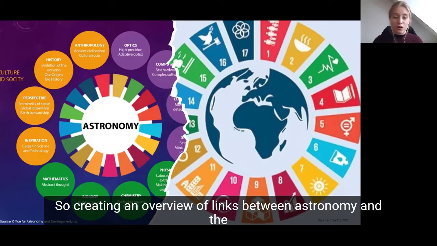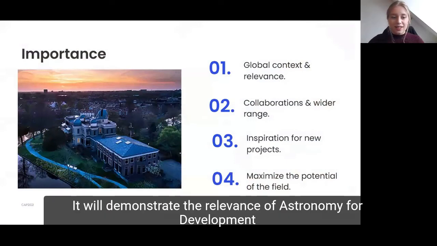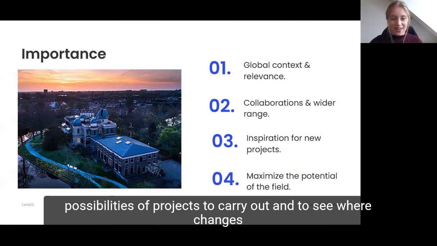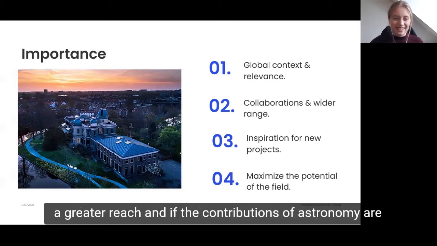So creating an overview of links between astronomy and the SDGs on a target level will be a very valuable resource. It will demonstrate the relevance of astronomy for development and allow interested individuals and departments to see the possibilities of projects to carry out and to see where change is needed the most. It will also look to all regions of sustainability, providing a greater reach.